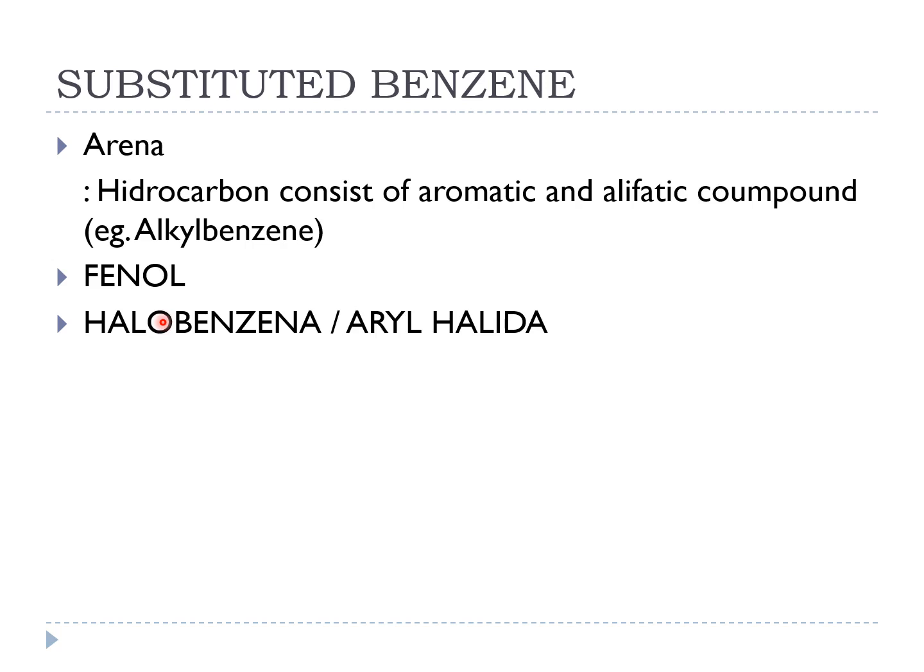What is arena? Arena is a hydrocarbon consisting of an aromatic and an aliphatic compound. An example of arena is alkylbenzene, styrene, and any organic compound having two types of organic compound: an aromatic, the simple one being benzene, and an aliphatic compound.